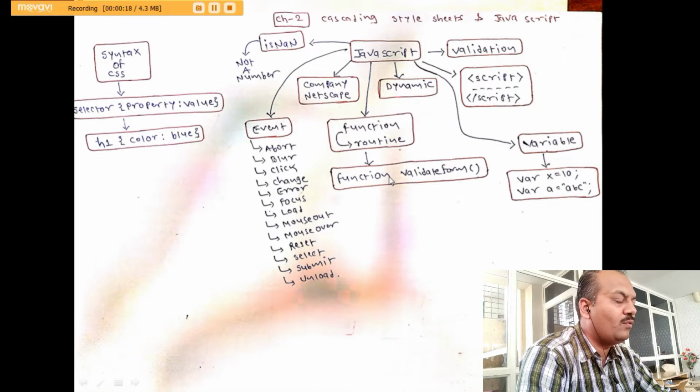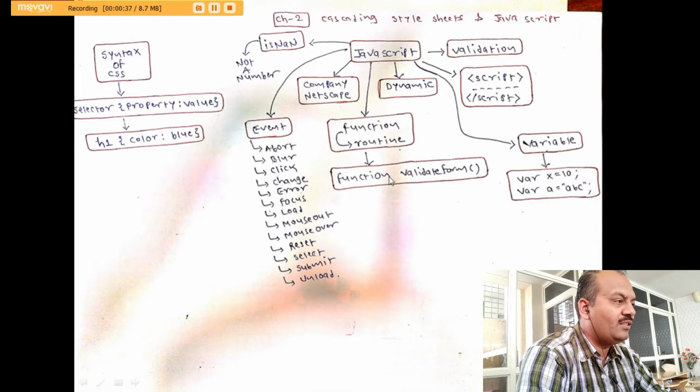It is normally used to provide the validations inside a form. Now we know with the help of HTML we can create a form, and if you want to provide certain kind of validations in a form, then it is possible through the use of JavaScript. Normally JavaScript code is written inside script and /script tag.